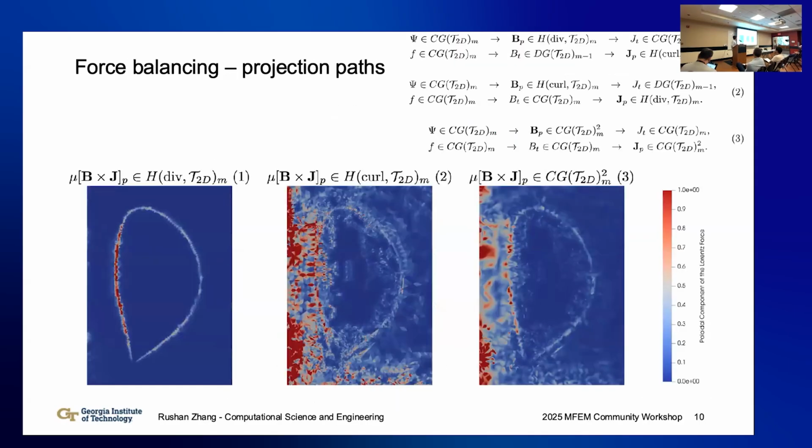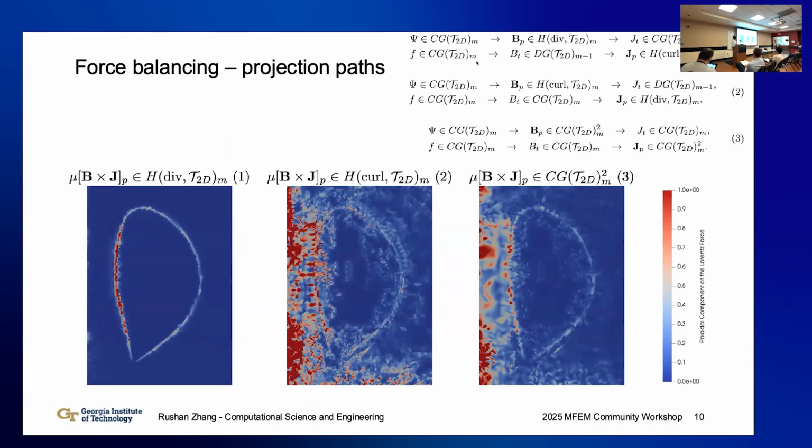So here are the results. The first one is the experiment on different projection paths. We show here that in terms of the force balancing, it is very significant that the first projection path results in a much smaller error than the other two, especially the one that we usually use with vector CG.